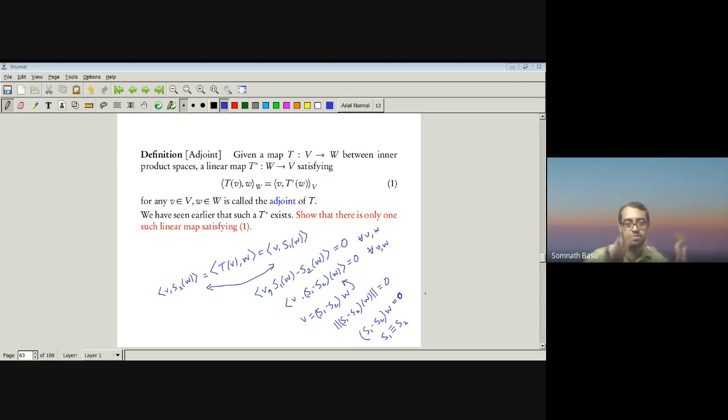Okay, so both have their own advantages. If you like this, take it, but keep in mind that you have to do the background work of why there is such a T star. Okay, so are there any questions with this definition? They're equivalent definitions. That's what I'm saying.